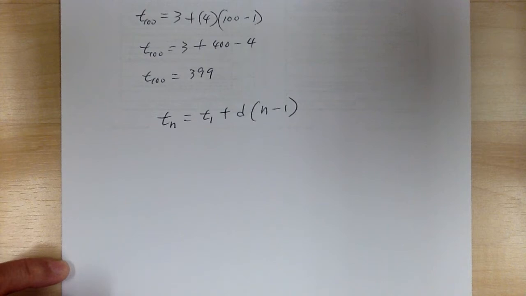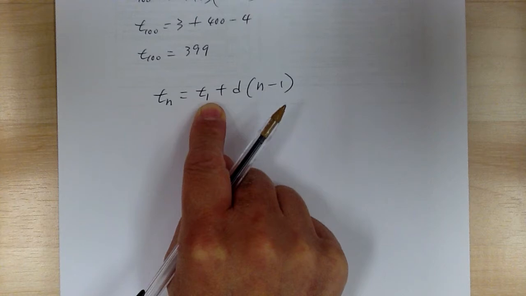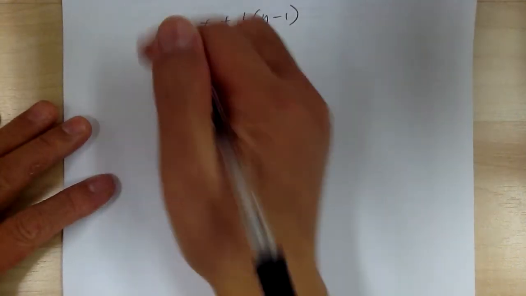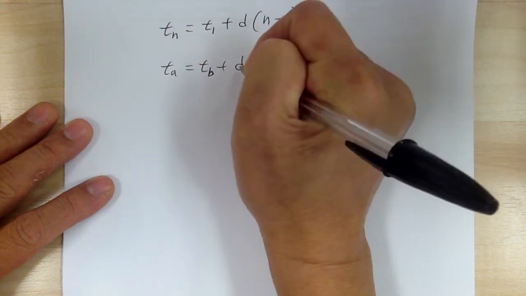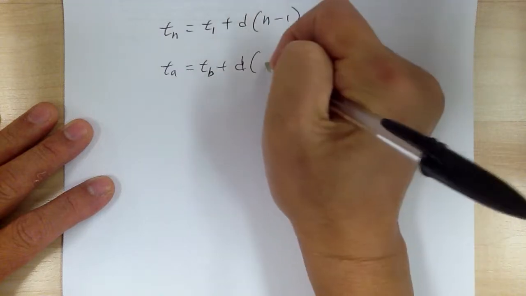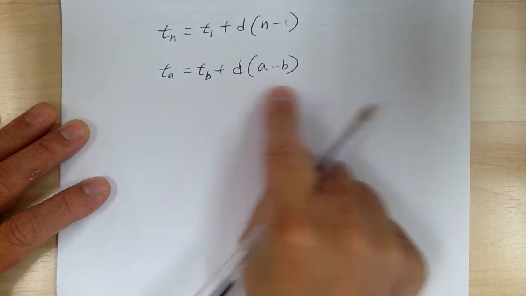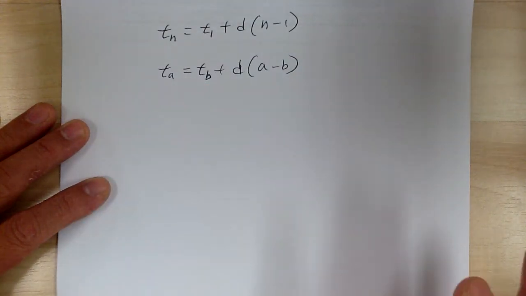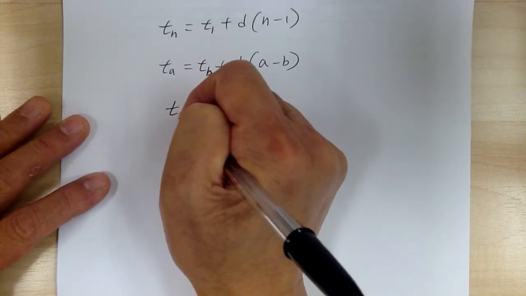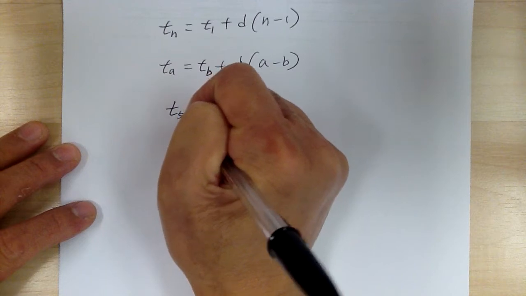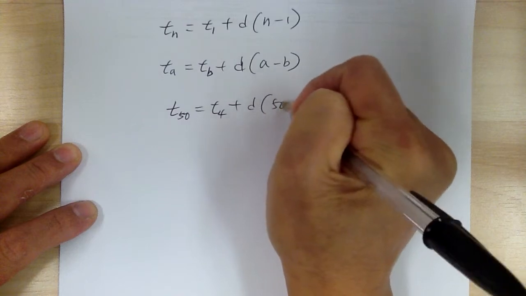Now you have to be flexible. The n and the 1 are called dummy variables, which means you can use anything. For example, if you have t of a equals t of b plus d times, whatever you have, a and b, so this would be a minus b. In other words, you don't always have to start with t1. You can use any number you want. a and b can be any number. So let's say if you use t4, and I'm just picking any number, let's say 50, and you use T4 as your reference, then this would be d times 50 minus 4.